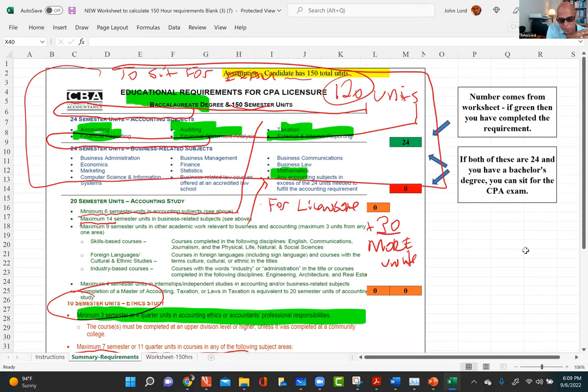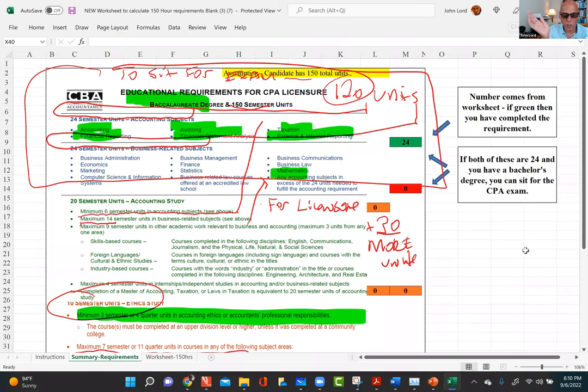So you can see that to sit for the exam, you have to have 120 units, of which 24 are to be accounting and 24 are to be business, and you can see the nature of classes that would constitute accounting: any class from the accounting department, any tax class from the tax department. It can be a community college, GGU, or another university, as long as it's accredited. Then business environment and concepts, as we saw previously. With your bachelor's, 120 semester units, you're good to sit for the exam.